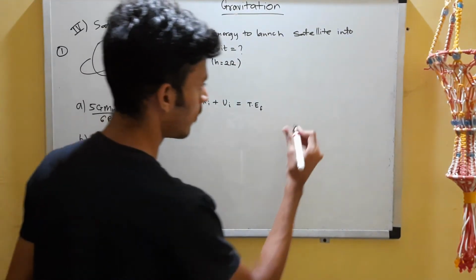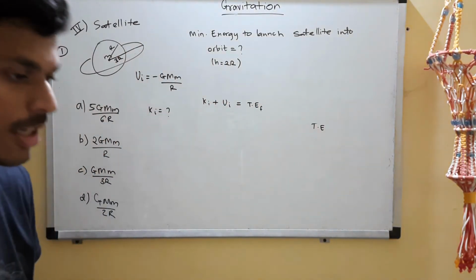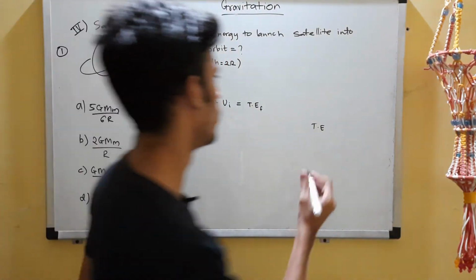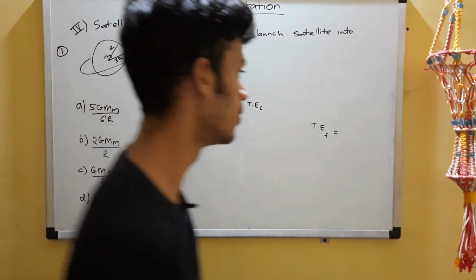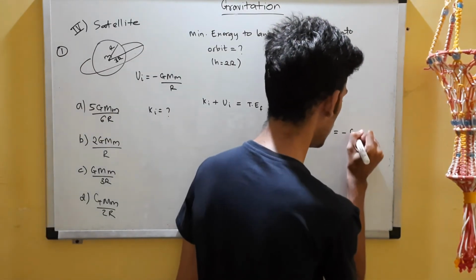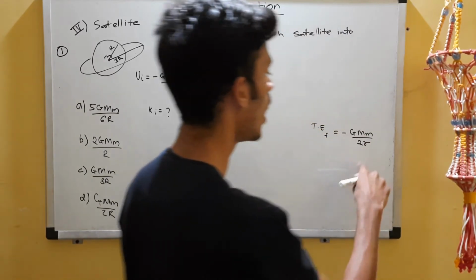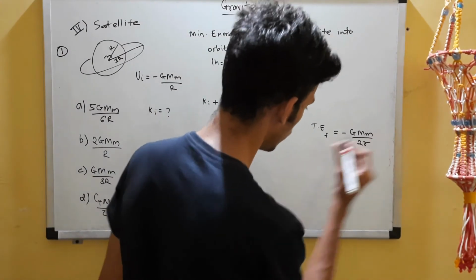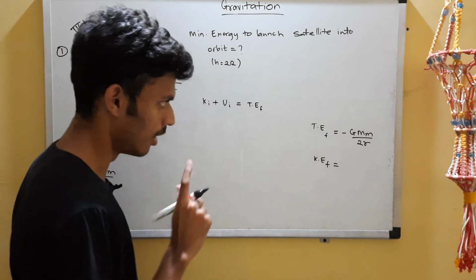What about the final total energy? Actually, you can find the final kinetic energy and final potential energy, then add the two. But the total final energy will be simply given as, I hope you know this formula, minus GMm by 2r, where r is the distance from the center. Okay, minus GMm by 2r. The final kinetic energy, okay, is nothing but, you'll know about this.